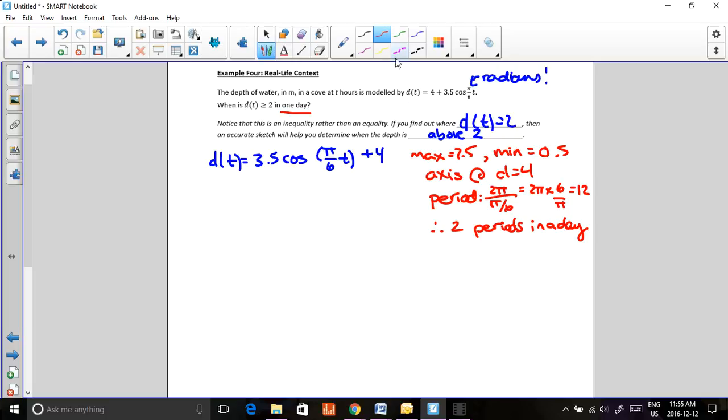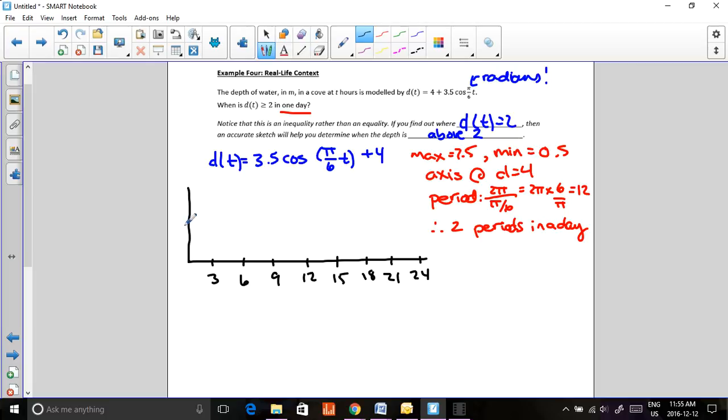Okay, so we want to just draw a relatively good graph. Doesn't have to be super accurate, but enough to know where it's going up and where it's going down. So we need to have up to 24 hours, and we need to separate into 12. So here's 12, here's 24. So then 18, 6, so 3, 9, 15, 21. Okay, and then we'll say that we're going up by, here's our 4, here's 7.5, here's 0.5, right? It doesn't have to be super accurate.